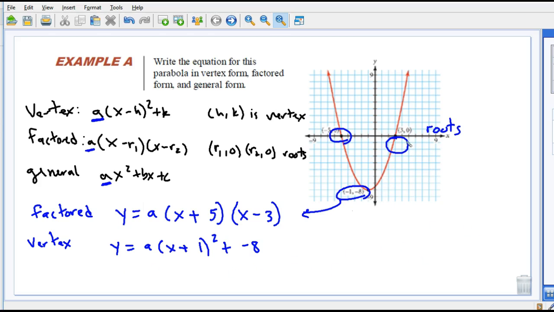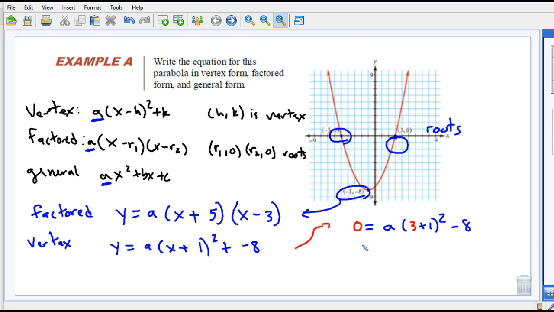So we're going to say y. We're going to take actual x and y values this time. So my y value is 0. So it's going to be 0 equals, and I don't know what a is. My x this time is going to be 3, and it's going to be (3 plus 1) squared minus 8. So all I really did from vertex form to this one is just plug in my point (3, 0), and then I should be able to solve.